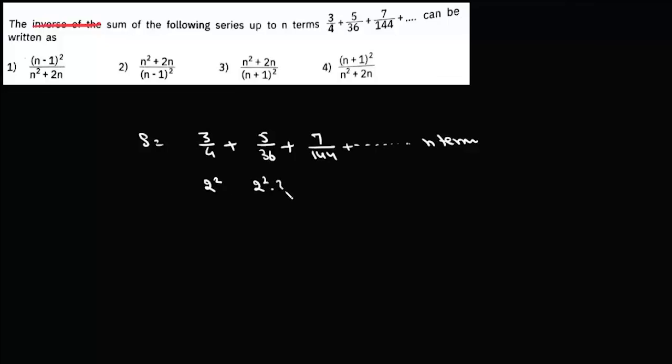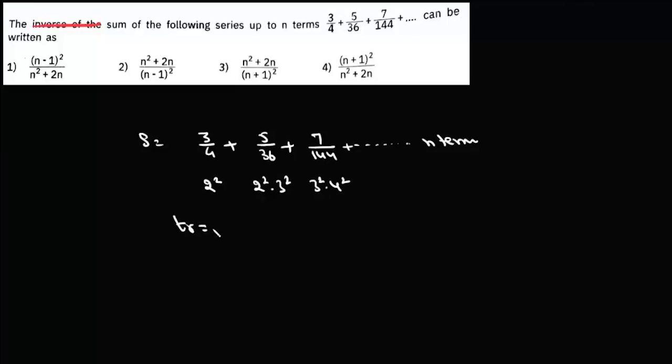Now the question is, the inverse of sum of the following series up to n terms can be. Basically, I think we need the sum of the following series up to n terms. So we are given this series, which is 3 by 4, 5 by 36, 7 by 144 up to n terms. Now this is 2 square, this is 2 square into 3 square, this is 3 square into 4 square.